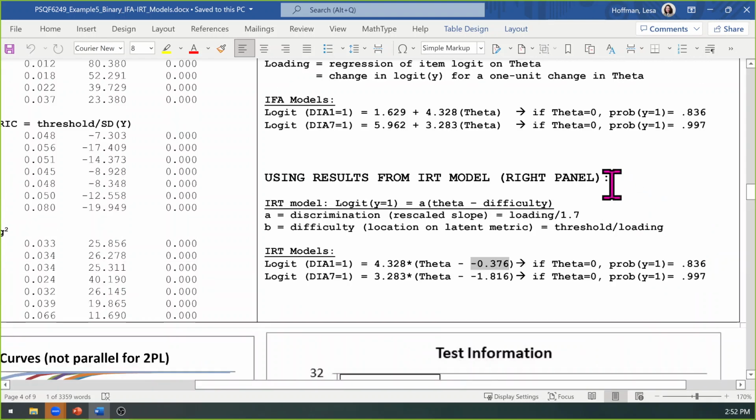So this difference, the word that I use for this is parameterization. These are 2 different parameterizations of the same model. You can either have A's and B's, in which case you'd call it IRT, or you'd have loadings and then either a threshold or an intercept, in which case you'd call it IFA, but you can go back and forth.